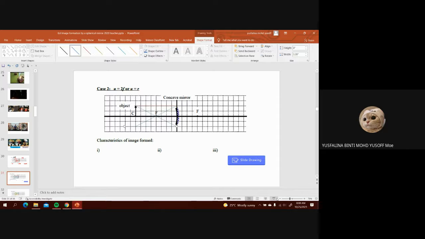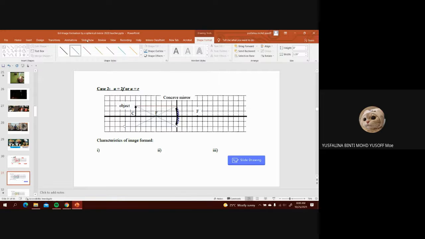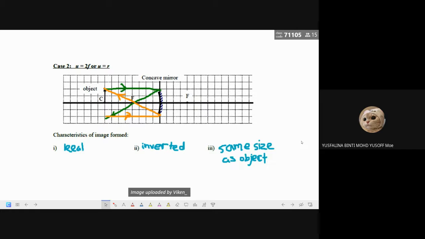So where is the image? For a moment, I change the color. So the image is here, right? Again, this one is real, inverted, and you can see they have the same size, right? This is 2 units, the object 2 units, the image also 2 units, so same size as the object. Real, inverted, same size. Correct.